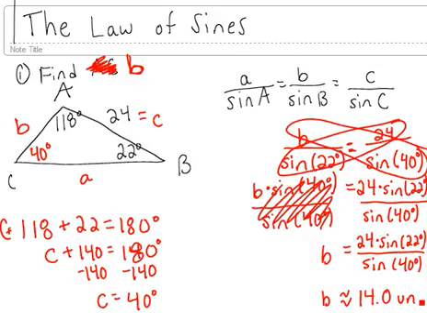Now, somebody explain to me why this problem didn't require inverse sine, but the example problem did require inverse sine. Because in the last problem we were looking for an angle, and on this one we're looking for what? A side. Very good.